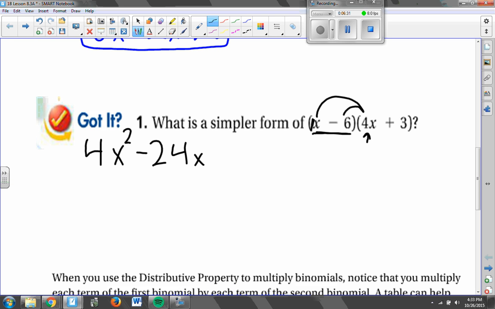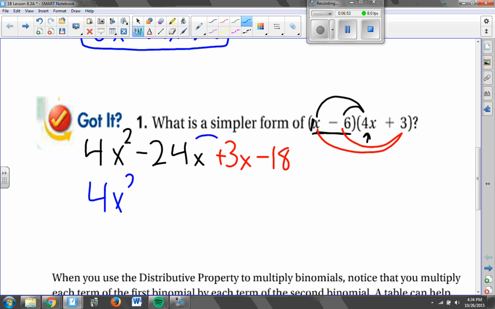Now I'm going to distribute both pieces to the plus 3 at the end. So I'm going to go 1x times plus 3. That's a plus 3x. I'm going to do a minus 6 times a plus 3. That's going to be a minus 18. And finally, rewrite, combining these two terms in the middle right there. So my 4x squared stays the same. Minus 24x plus 3x is minus 21x. And I still have minus 18 at the end.